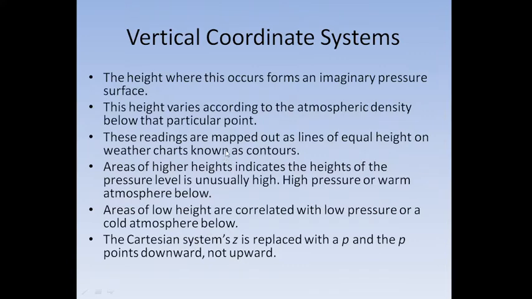All right, so in the vertical coordinate system, the height where a pressure occurs forms an imaginary pressure surface. The height varies according to the atmospheric density below that particular point. The lower the density, the higher the height. These readings are mapped out as lines of equal height on weather charts, known as contours. That's what we talked about with those constant height charts, the contour gradient on the upper air charts. It's a pressure gradient on the surface chart.